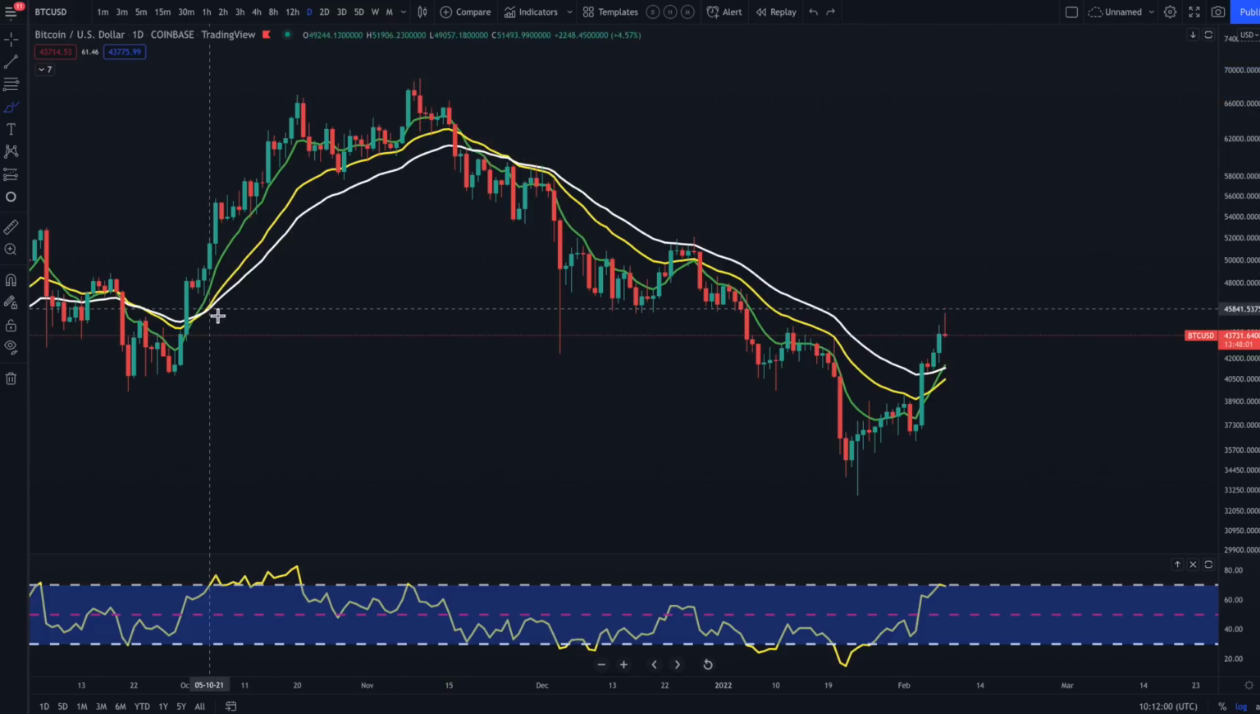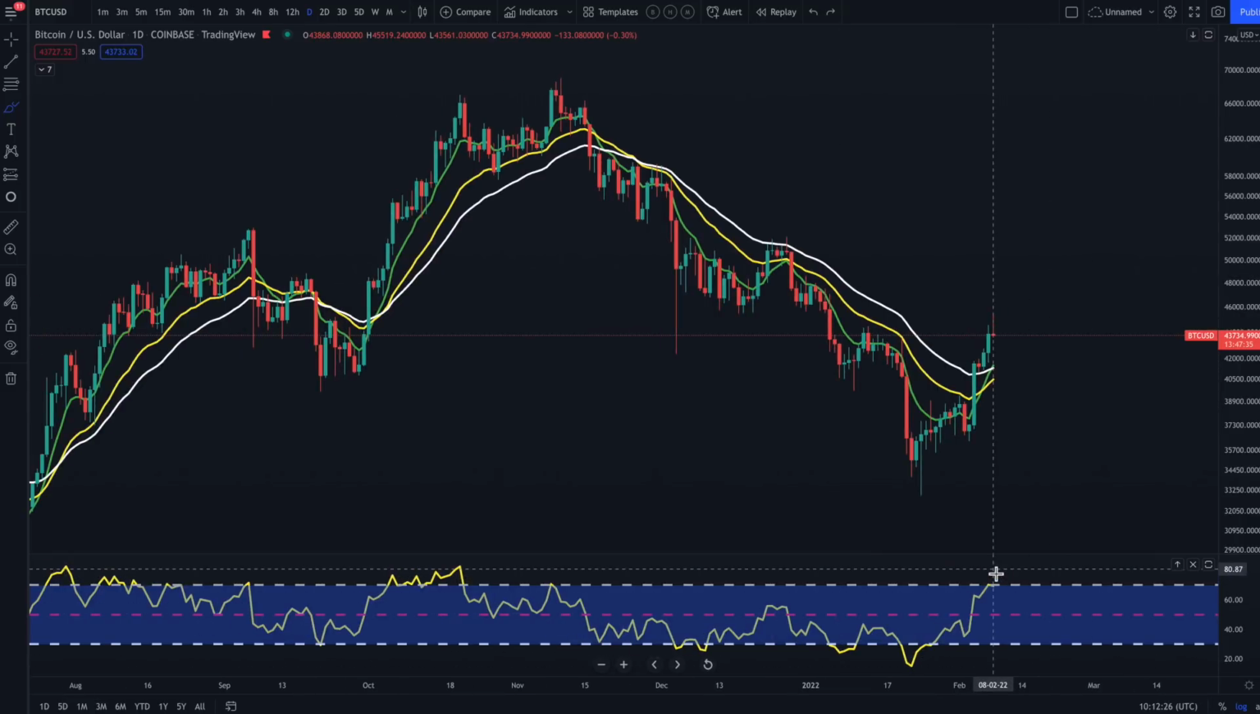But as we know, whenever the price action goes too far away from the averages, it has a habit of pulling back down and retesting them. So I am expecting somewhere around these levels, around the 45.5, to have a pullback back to the averages again here, and they're around about the $41,000 mark. And if we have a look at the RSI, we can see quite clearly that it looks overbought.